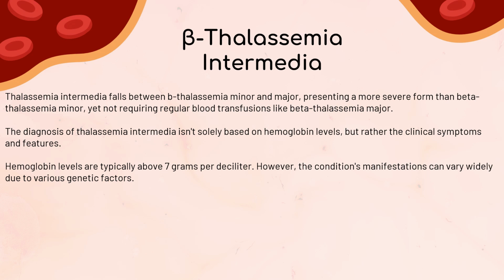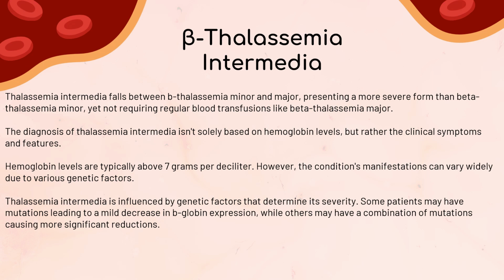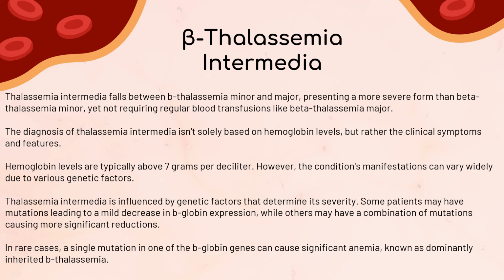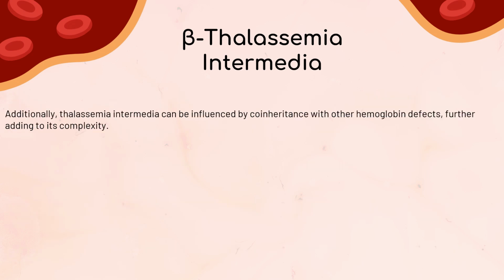However, the condition's manifestations can vary widely due to various genetic factors. Thalassemia intermedia is influenced by genetic factors that determine its severity. Some patients may have mutations leading to a mild decrease in beta-globin expression, while others may have a combination of mutations causing more significant reductions. In rare cases, a single mutation in one of the beta-globin genes can cause significant anemia, known as dominantly inherited beta-thalassemia. Additionally, thalassemia intermedia can be influenced by co-inheritance with other hemoglobin defects, further adding to its complexity.